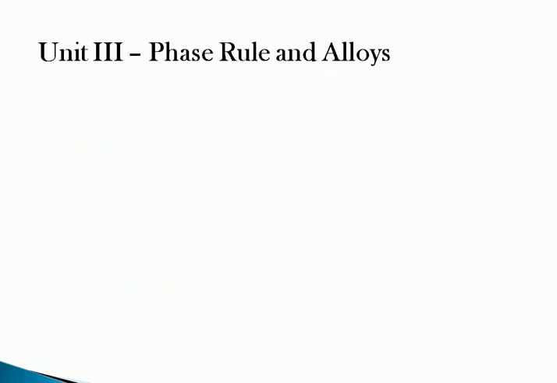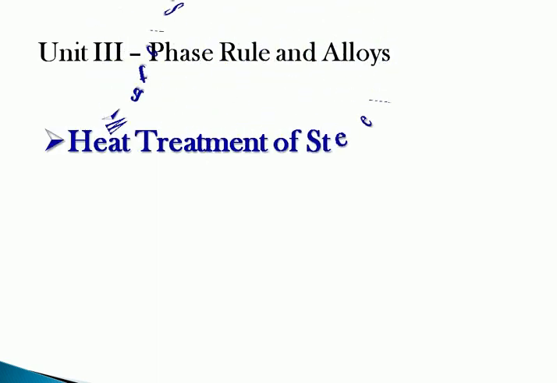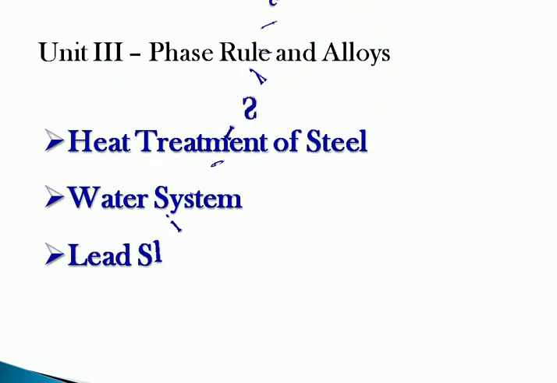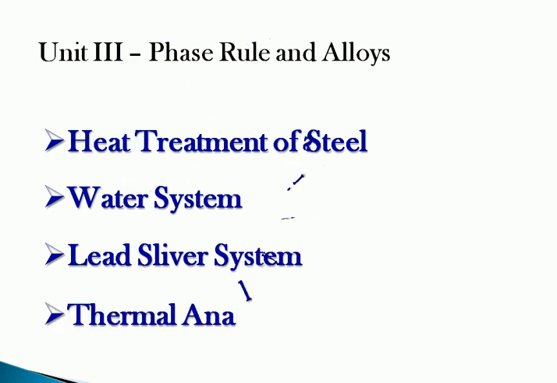Unit 3, phase rule and alloys. The phase rule, alloys, heat treatment of steels and significance. Then one component system, the water system, two component system, the lead silver system, then thermal analysis.